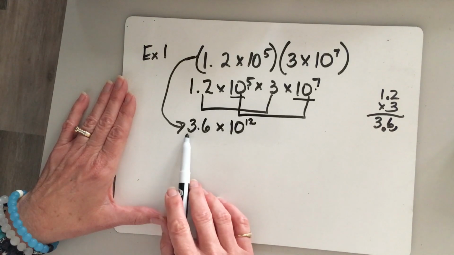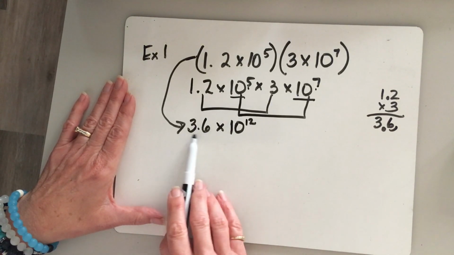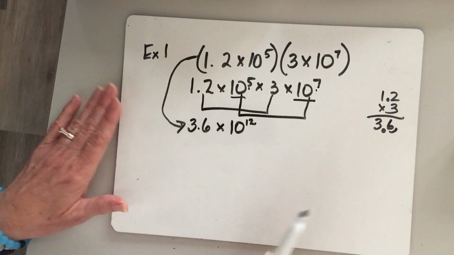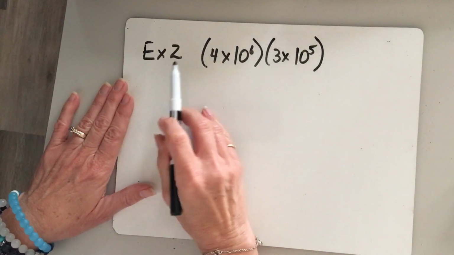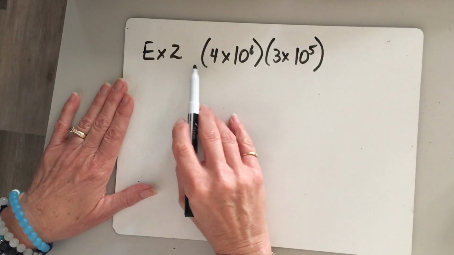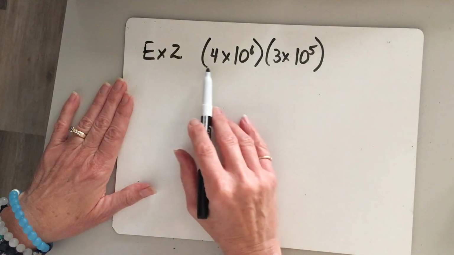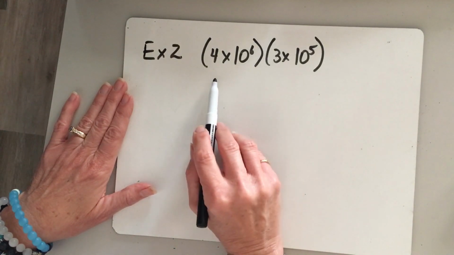And notice that it is in scientific notation because that first number right here is between 1 and 9. Okay, here is example 2. I'm not going to write out the whole thing like I did last time by putting all the multiplication signs. You should just know that that really just means to multiply.